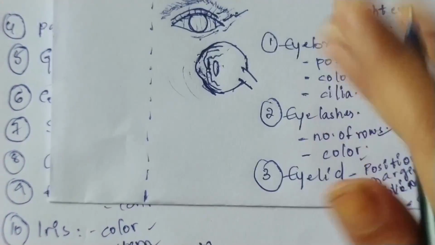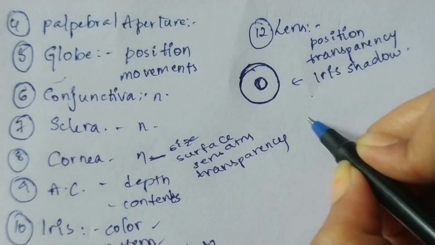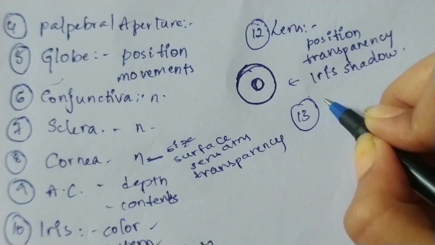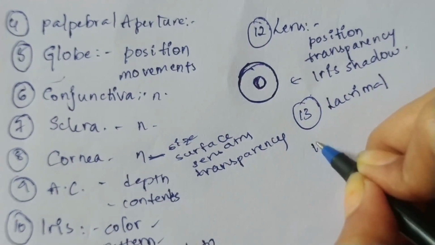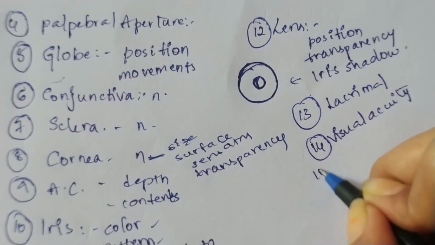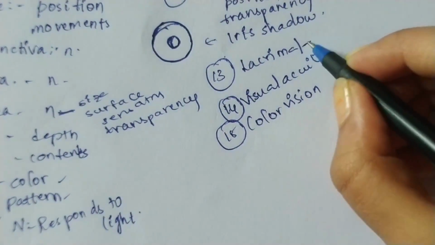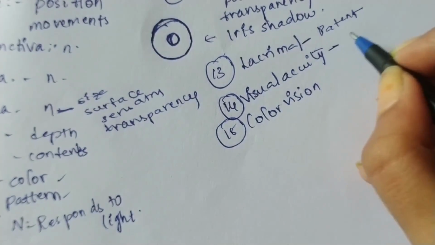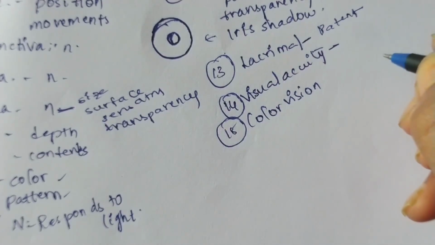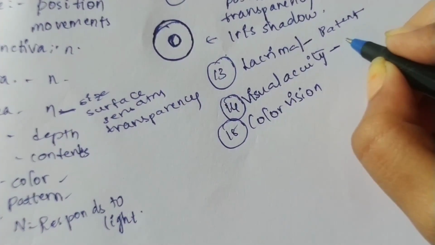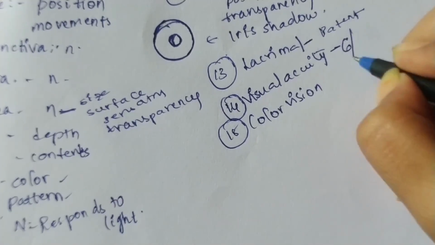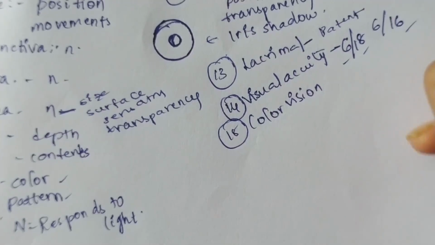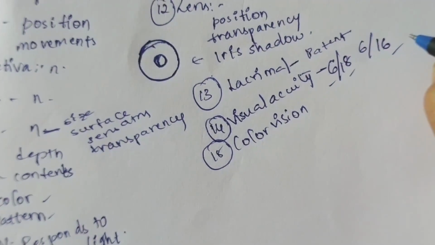And then we completed this diagram, and after that diagram we have 3 things left. These are lacrimal apparatus, visual acuity, color vision. Lacrimal apparatus, you will see if it is patent or not. And visual acuity, you will measure their visual acuity by Snellen's chart or something like that. You will write like this, 6 by 18 or 6 by 16, depending on how you examine.